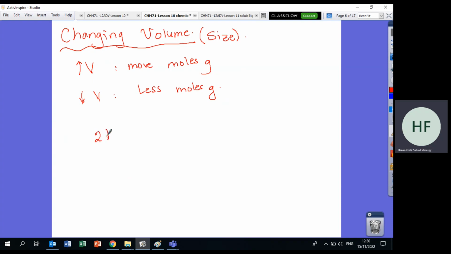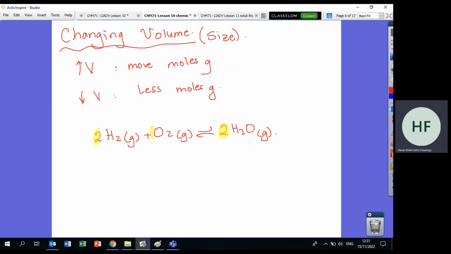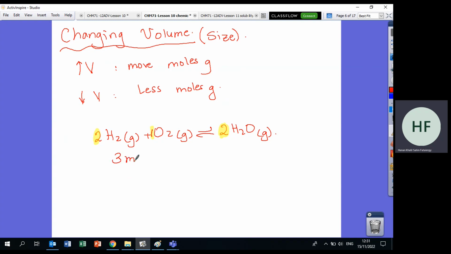Now let me give you an example. If you have this reaction, 2H2 gas plus O2 gas in equilibrium with 2H2O gas. Now, we increased the volume. I want to know if the reaction moves forward or the reaction moves backward. I will see the moles of gases. How many moles do I have here? Here I have 2 moles, and here nothing means 1, and here I have 2. So in the reactant side, I have 2 and 1. This is 3 moles. Now on the product side, I have 2 moles.